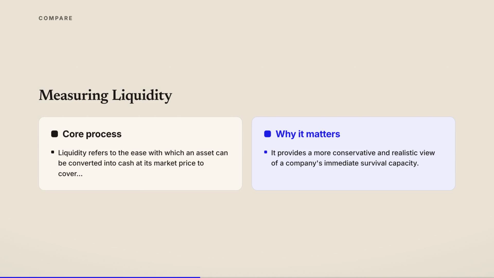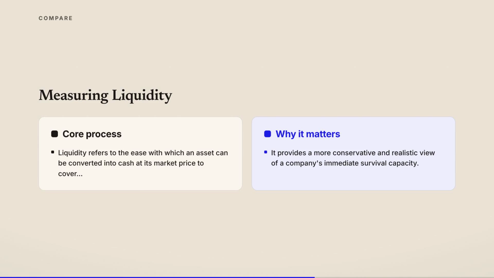However, not all assets are equally liquid. This is why we use the quick ratio, also known as the acid test. This measure excludes inventory from the numerator because selling off stock can take time and often involves price markdowns.